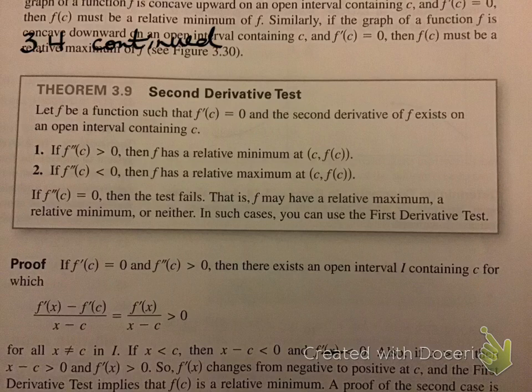First thing we need to do is take the first derivative, set it equal to 0, and find those possible critical numbers. And then the test says that you plug those critical numbers into the second derivative. And if that answer is greater than 0, then you have a relative minimum. And if that answer is less than 0, then you have a relative maximum at that point. But if it equals 0, then the test fails, and you have to find the relative min or the relative max using the first derivative test.